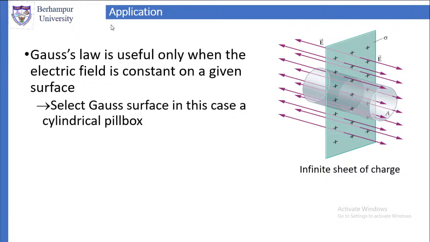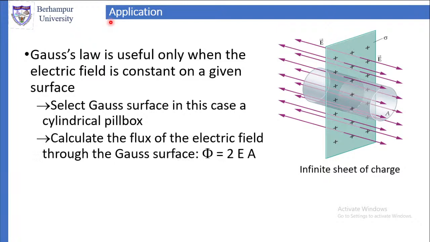Now, let us consider an infinite sheet of positive charges. Suppose the sheet is in the xz plane. The electric lines of force will always be normal to the surface. So they will always be normal to the xz plane, which means the field lines will be in the positive direction or in the negative direction of y.